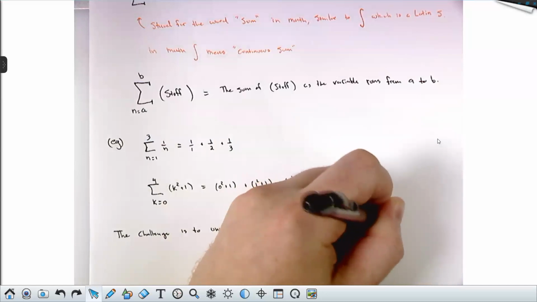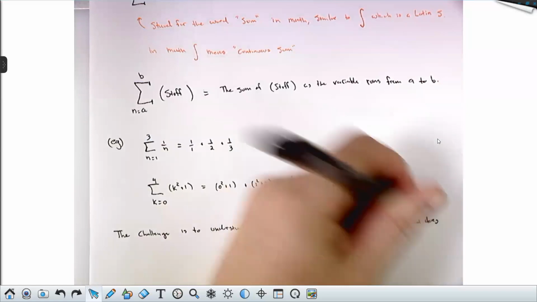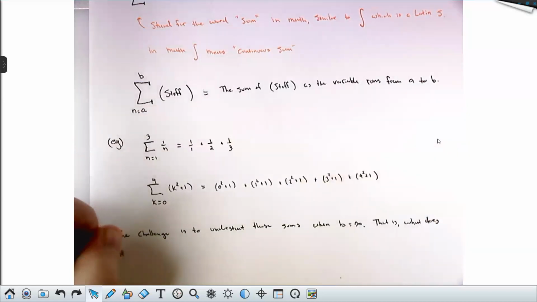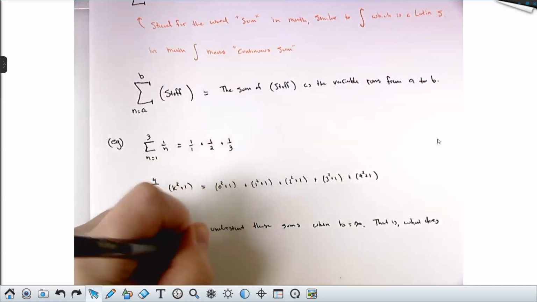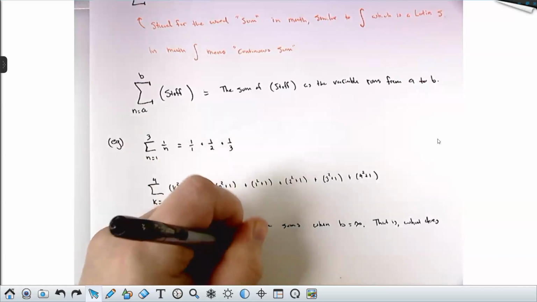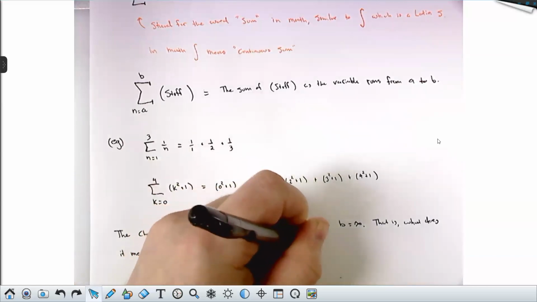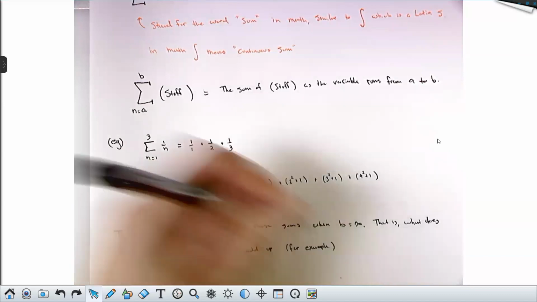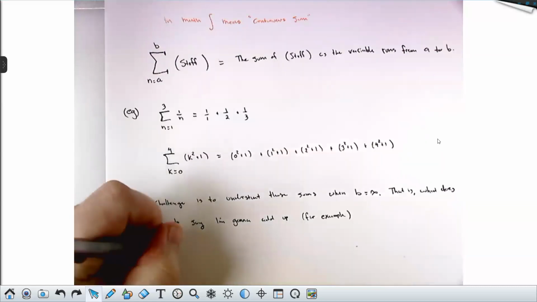That is, and I need you to pay very close attention now. What does it mean to say, I'm going to add up, for example, the sum from 0 to infinity? I'll start with an easy one. How about 1/2 to the n?